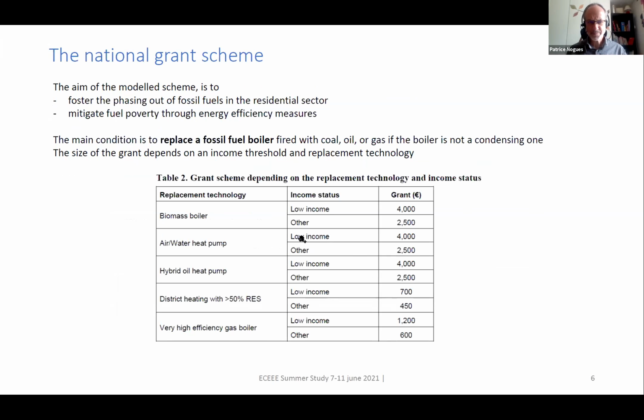Then our national grant scheme is a scheme that wants to foster the phasing out of fossil fuel and also to mitigate fuel poverty. So those are the two main objectives. It provides incentives which are based on the type of household, whether you are low income or others. You have to replace a fossil fuel boiler, and you can only have these six types of new systems. The grants start from a few hundred euros, and it can be 4,000 euros if you are low income, and if you choose a biomass boiler, an air-water heat pump, or a hybrid oil heat pump. So here again, the fact that our model has for each dwelling the initial system and also the income of the household allows us to model this.